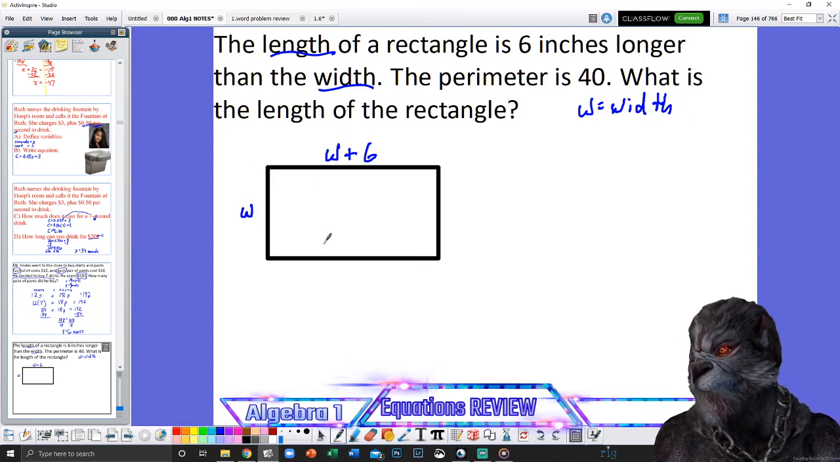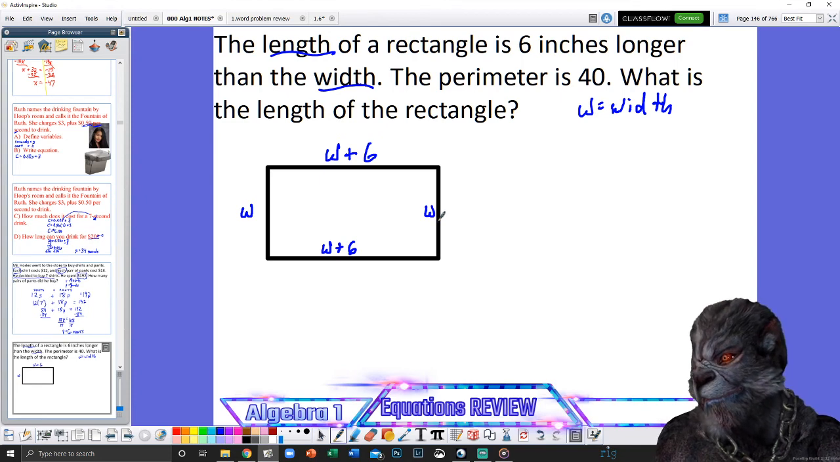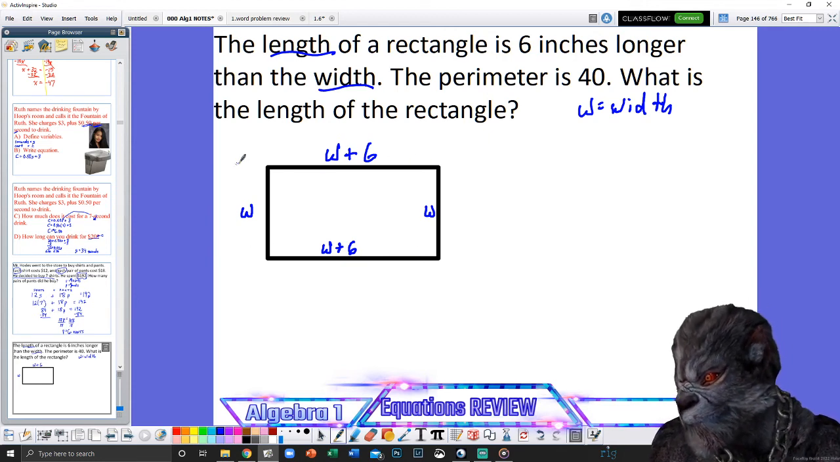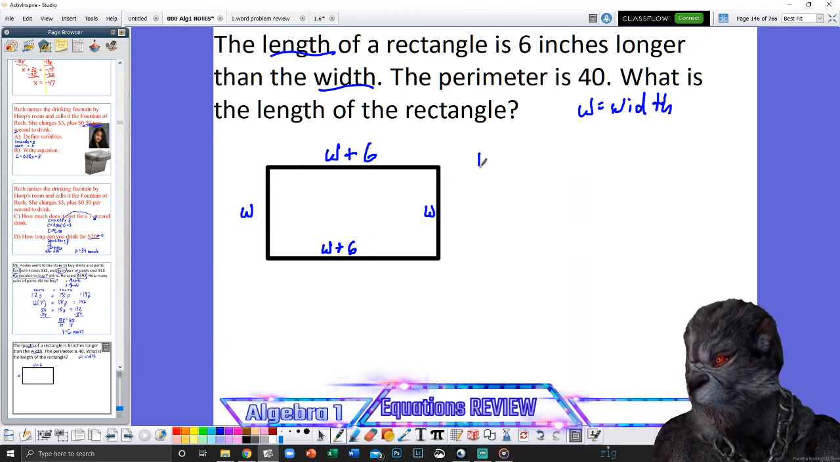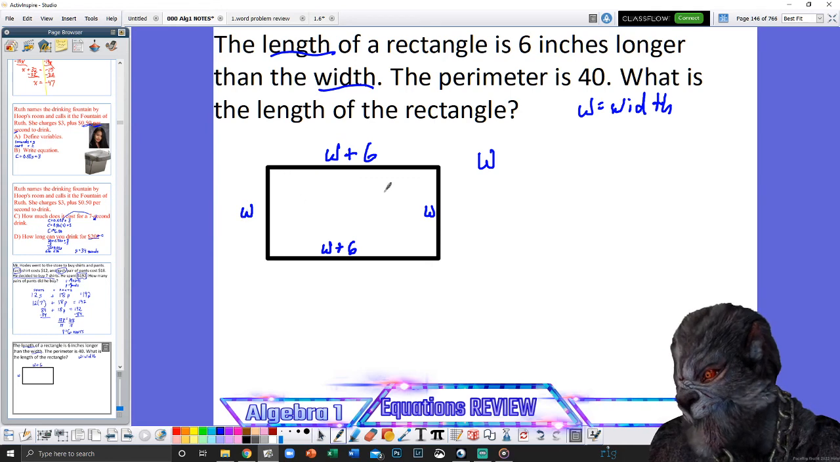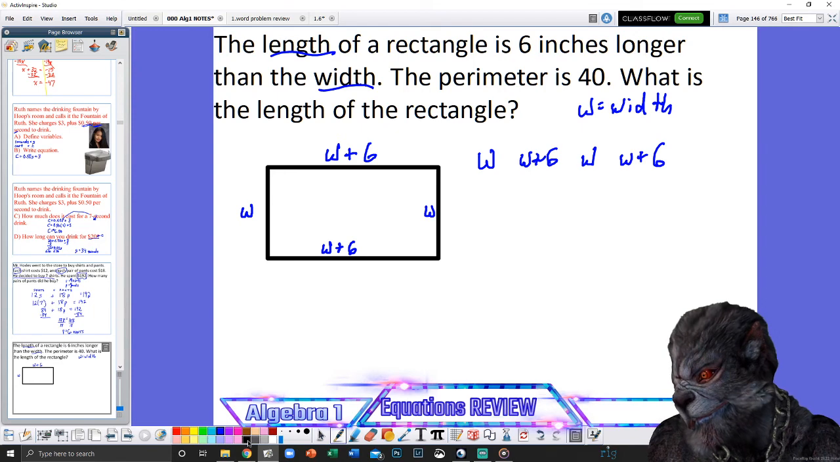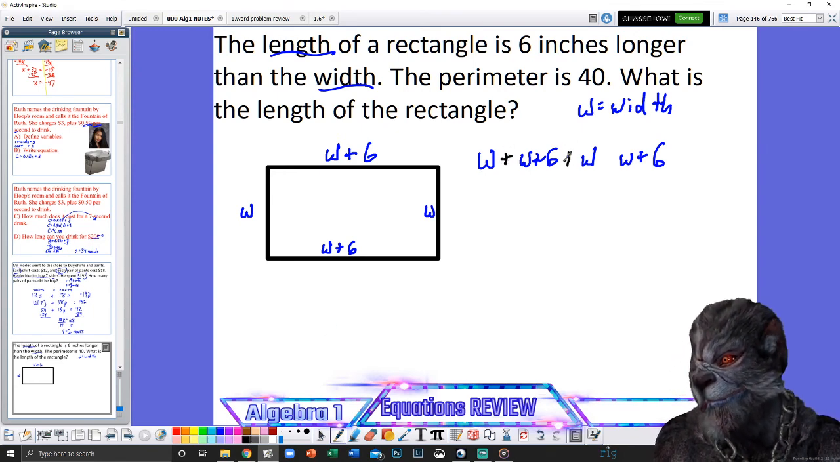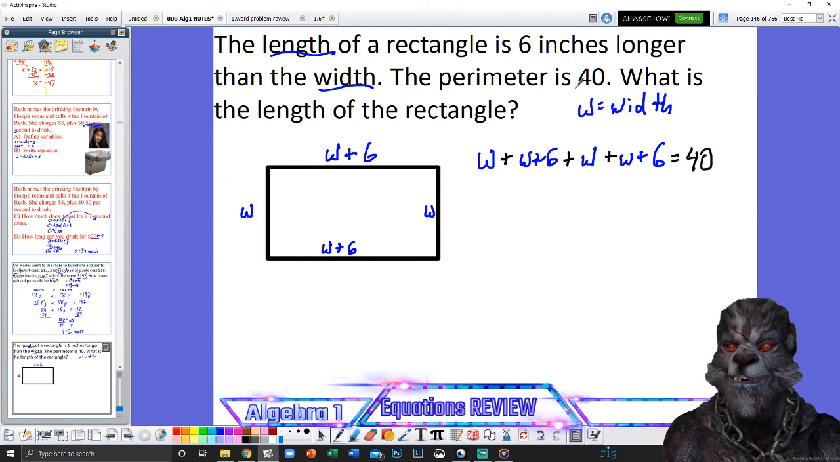So if this is a rectangle, I know that this side is also W plus 6, and I know that this side is also W. Because it's a rectangle, the opposite sides are the same. The perimeter is 40. Remember, perimeter means the distance around. So when the police surround the perimeter of my house, that means they're all the way around it. Happens all the time. All right, so now let's go ahead and add all the sides. So W plus 6, and then this side is W, and this side is W plus 6. Now when I add all of these sides together, it's going to equal 40 because of this perimeter being 40.